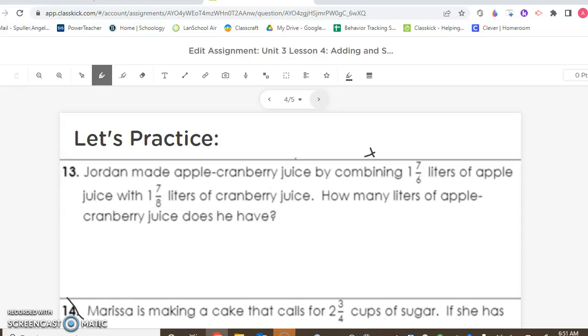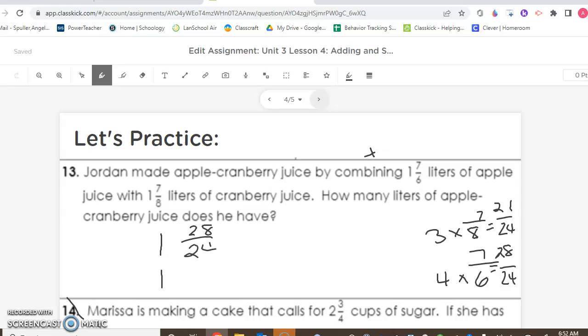So again, I'm going to leave my whole numbers, but I'm going to change my 7/8. So I'm going to come over here, 7/8 and 7/6. Well, they both can turn into 24. So I know 8 times 3 and 6 times 4 equals 24. Okay. So 3 times 7 is 21. 4 times 7 is 28. So I have 1 and 28 over 24 plus 21 over 24.